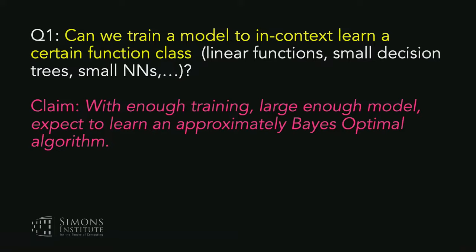So this is maybe the punchline, right? We were asking, can we train a model to in-context learn function classes: linear functions, small decision trees, small neural networks, sparse linear functions? And the answer kind of was yes. My claim is that with enough training data and large enough models, we should expect to learn a Bayes' optimal algorithm, with respect to the distribution of stuff you train it on. Even when the Bayes' optimal algorithm is complicated, like Lasso, which doesn't have a closed form expression, or decision tree algorithms, this is what you should expect. If you're not learning something close to Bayes' optimal, you need to tweak your hyperparameters. And my claim is this holds pretty broadly, not just for transformers, but for any architecture.